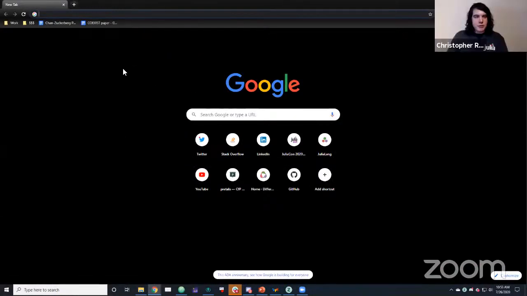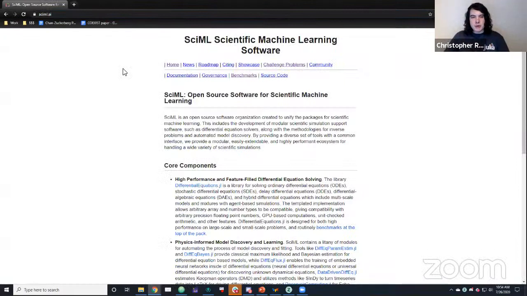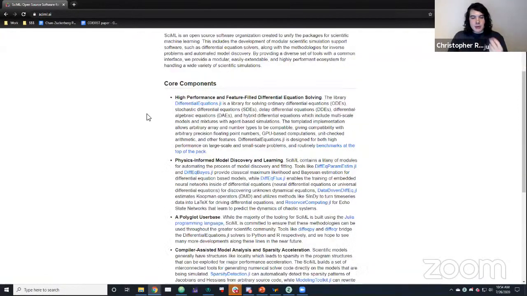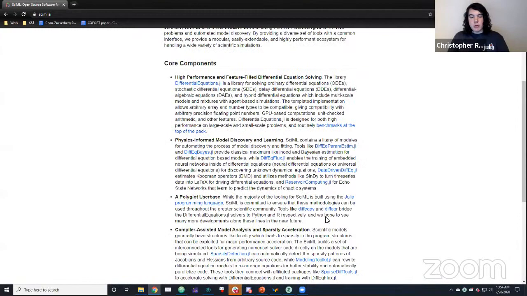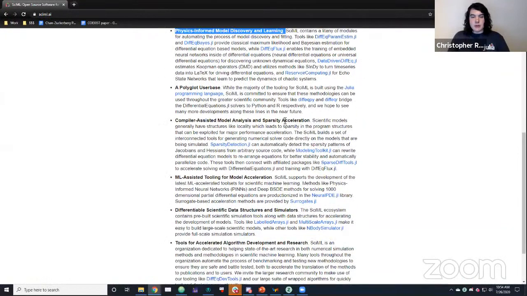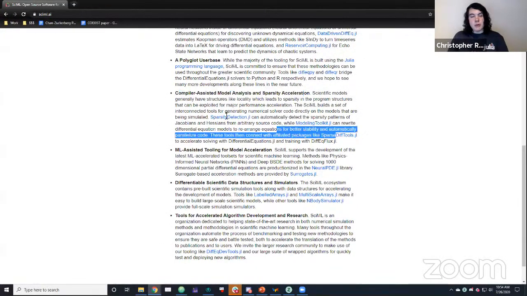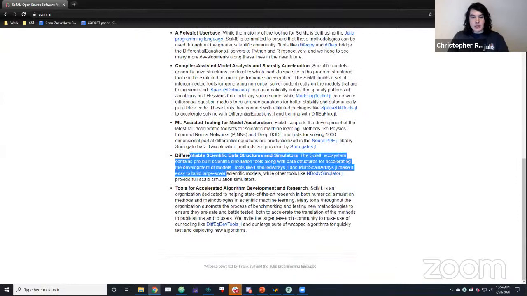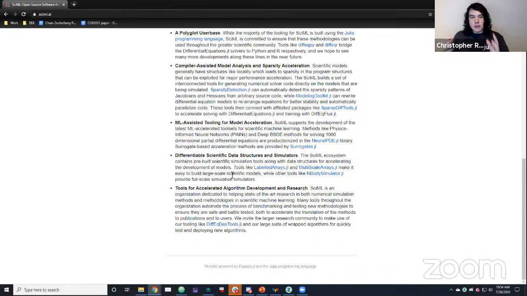So what I want to do is show where you can find all of our tools for scientific machine learning. We have a brand new website up, which is at SciML.ai. At SciML.ai, we give a quick introduction to what a lot of these different packages are. So these same ideas are showcased here. For example, differential equation solving, physics-informed model discovery and learning, compiler-assisted model analysis. We won't necessarily be going into this set of tools because that'll be a different JuliaCon talk, but please go see the talk on automated parallelization and automated optimization. We have differentiable scientific data structures and simulators.